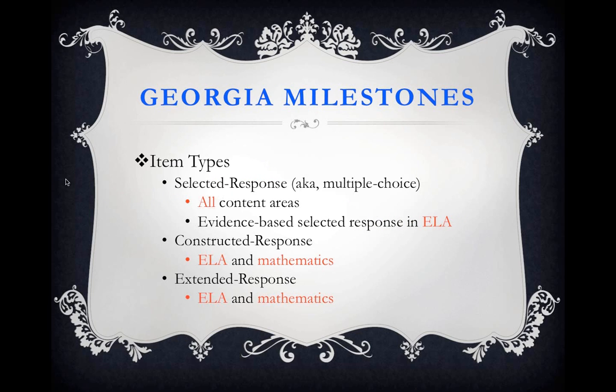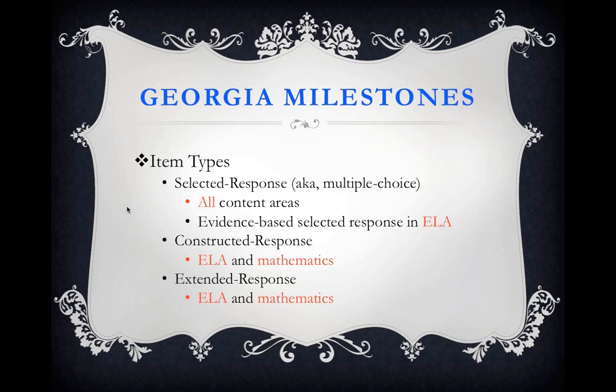All right, next, a brief review of the Georgia Milestones and the item types. There will be 3 item types. The first is the selected response, which we know as multiple choice, which is for all content areas. The constructed response is going to be for ELA and mathematics only. The extended response is also only for ELA and mathematics classes.